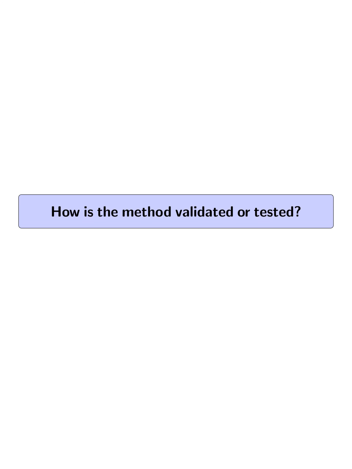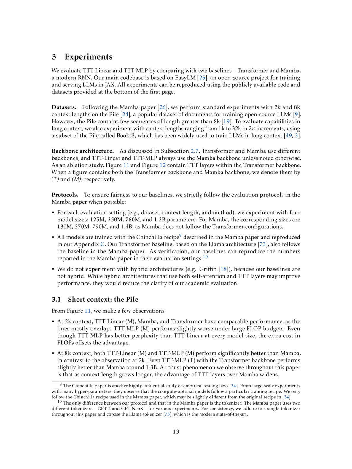How is the method validated or tested? The method is validated through a series of experiments comparing TTT linear and TTT MLP with two baselines, Transformer and Mamba, across different model sizes and context lengths. The experiments are conducted on datasets like the Pile and Books3, with context lengths ranging from 2K to 32K. The evaluation protocols strictly follow those outlined in the Mamba paper to ensure fairness.